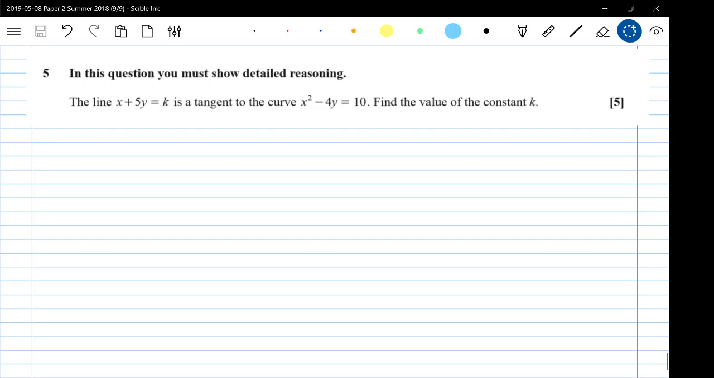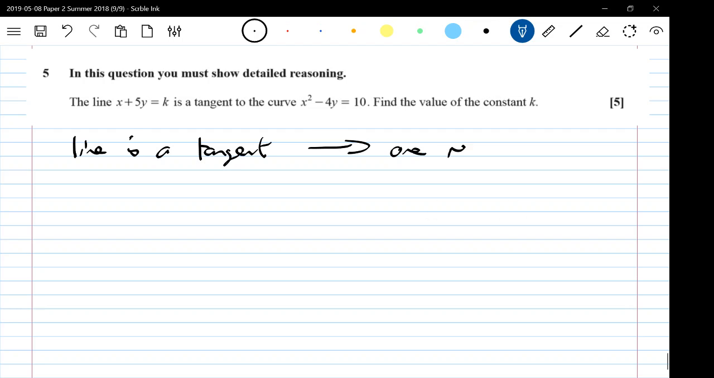If the line is a tangent, I think my first instinct with this would be to say if the line's a tangent and it's a quadratic curve, that means there is only one root and it's one repeated root of the simultaneous equations. So that's how I'm going to go with this.